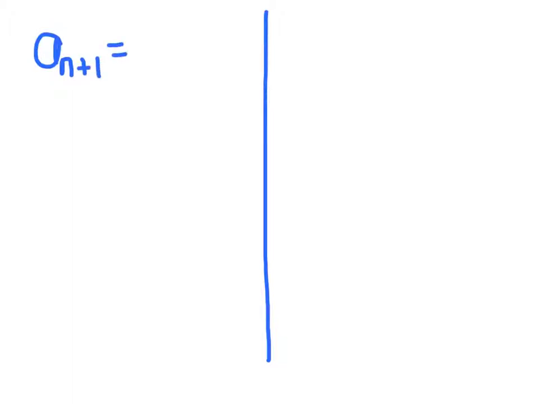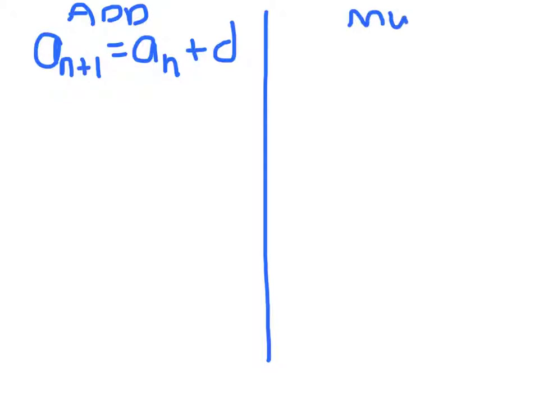And the last thing you'll have to know for your final is explicit and recursive rules for addition and multiplication problems. So let me write the formulas for both. A sub n plus 1 equals A sub n plus d. That's your recursive formula for an arithmetic sequence, which is like an adding or subtracting sequence. And here's your recursive formula for a multiplying or geometric sequence. A sub n plus 1 equals A sub n times r.